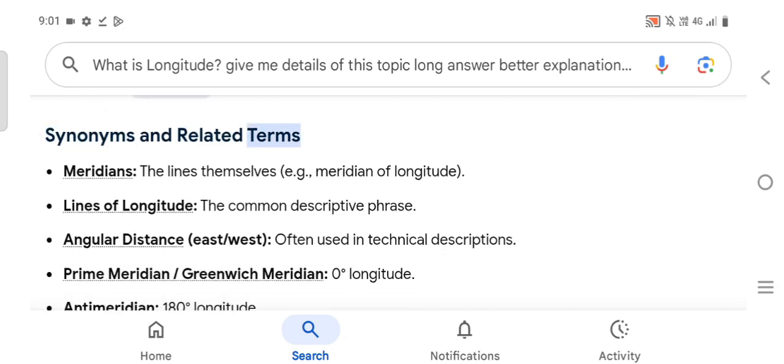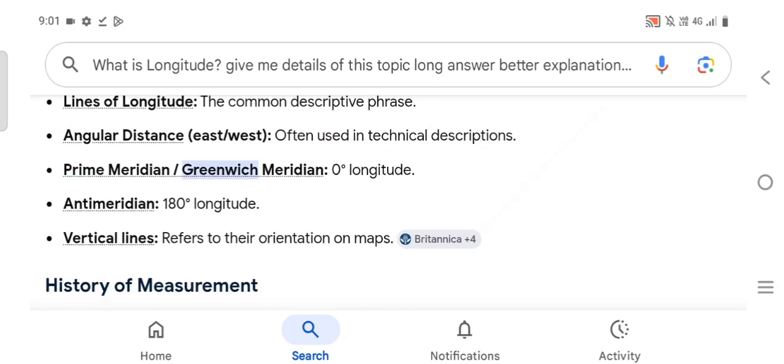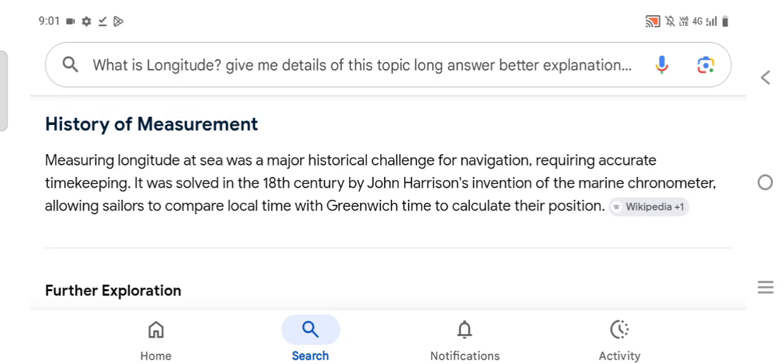Synonyms and related terms. 1. Meridians, the lines themselves, e.g., meridian of longitude. 2. Lines of longitude, the common descriptive phrase. 3. Angular distance, east, west, often used in technical descriptions. 4. Prime meridian, Greenwich meridian, 0 degrees longitude. 5. Anti-meridian, 180 degrees longitude. And 6. Vertical lines, refers to their orientation on maps.